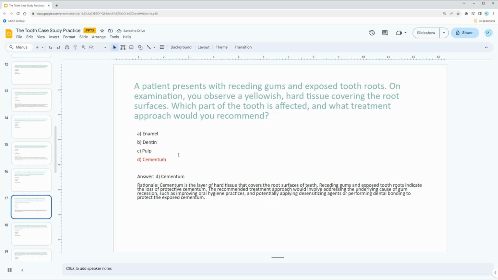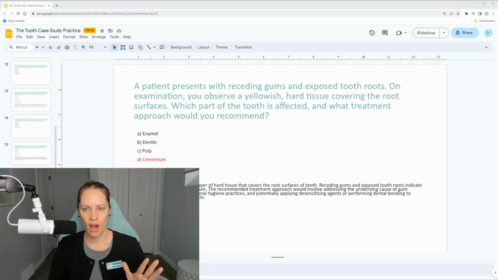Cementum is a layer of hard tissue that covers the root surfaces of the teeth. Receding gums and exposed tooth roots indicate the loss of protective cementum. The recommended treatment approach would involve addressing the underlying cause of gum recession, such as improving oral hygiene practices and potentially applying desensitizing agents or performing dental bonding to protect the exposed cementum.